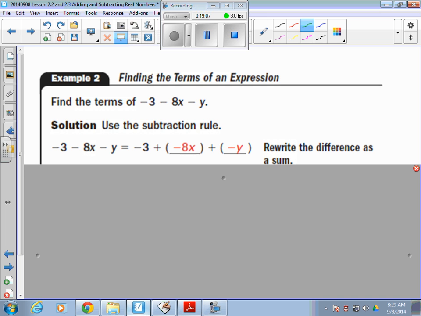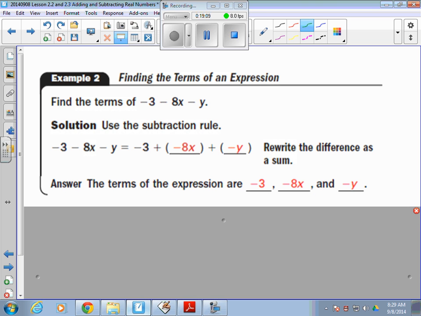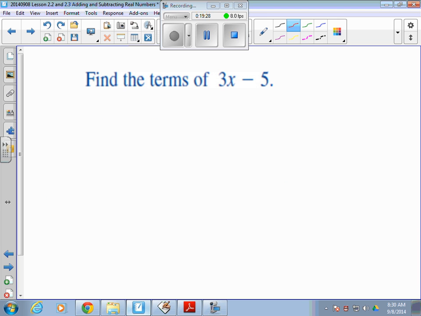Then you could determine what the terms are. Each term is what's being added. One term is negative 3, that's here. The next one is negative 8x, that's here. And the last one is negative y, that's here. All three of those are being added to each other. Okay, take about 10 seconds and find the terms of these two.